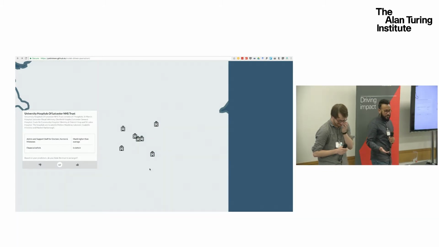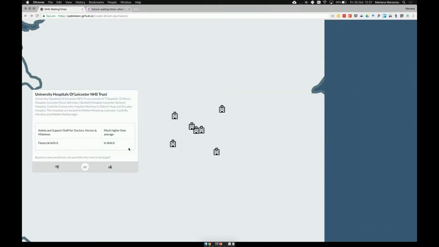So what this allows is the user to look at the actual data for their NHS Trust. Here we have the University Hospital of Leicester, and we compare it to the national average. We didn't want to give the actual figure, we want to put it in context. So here we have the admin and support staff much higher than average, and they are in financial deficit. So do you think it's on target or off target compared to the 85%?